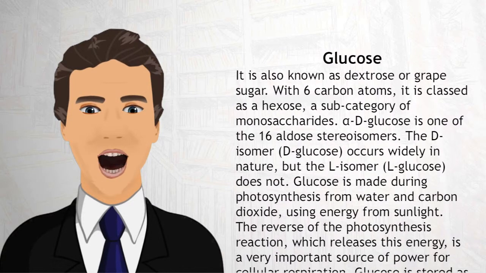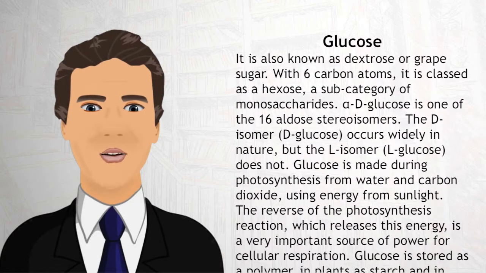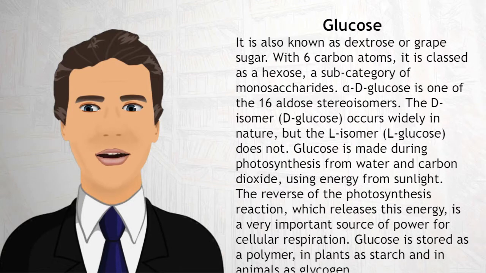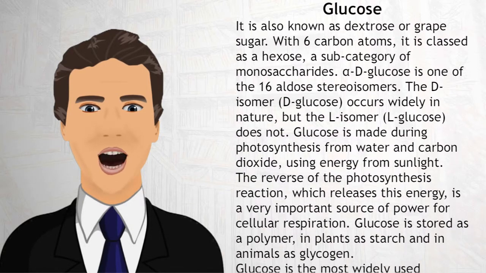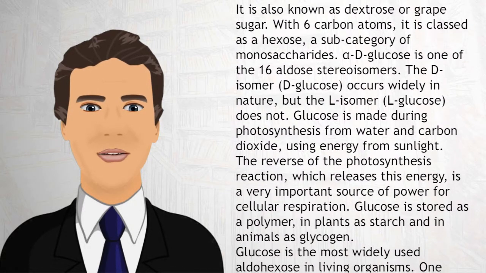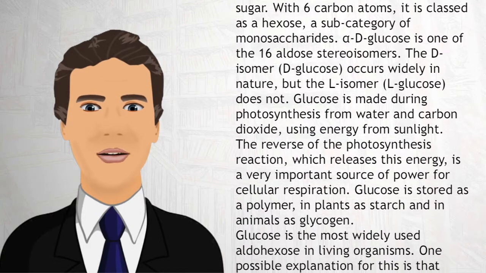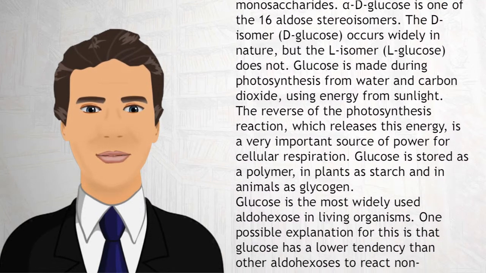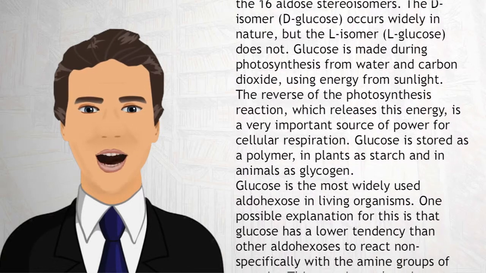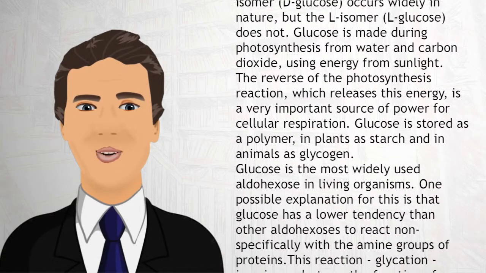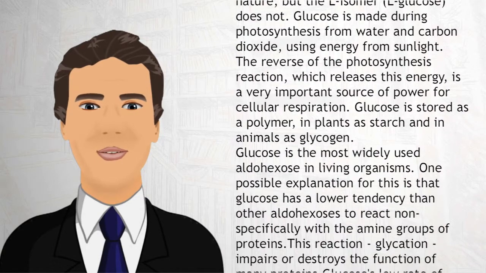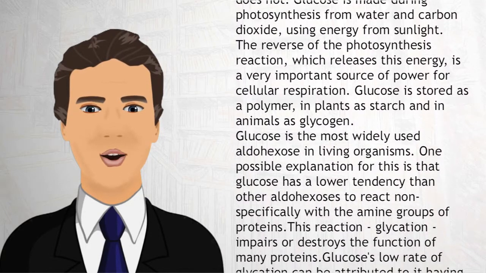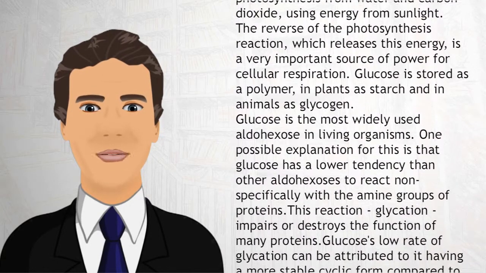Glucose is made during photosynthesis from water and carbon dioxide, using energy from sunlight. The reverse of the photosynthesis reaction, which releases this energy, is a very important source of power for cellular respiration. Glucose is stored as a polymer, in plants as starch and in animals as glycogen. Glucose is the most widely used aldose in living organisms.